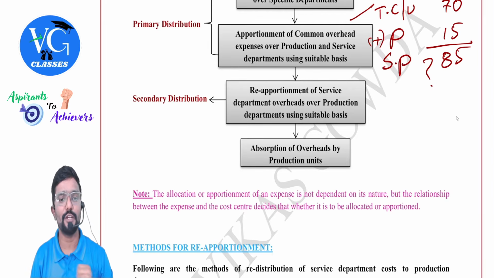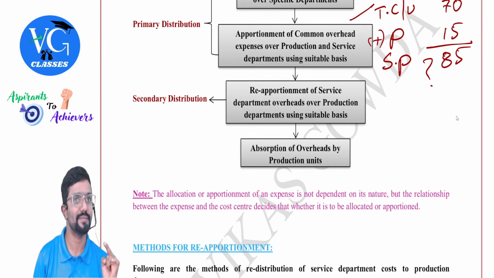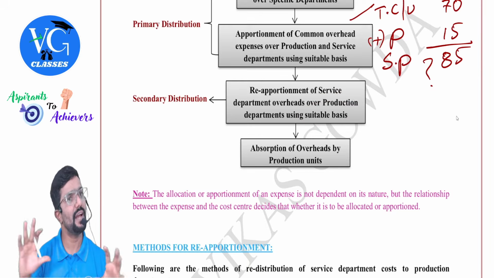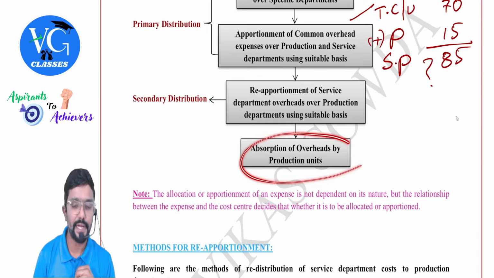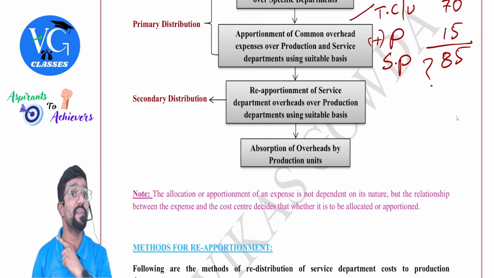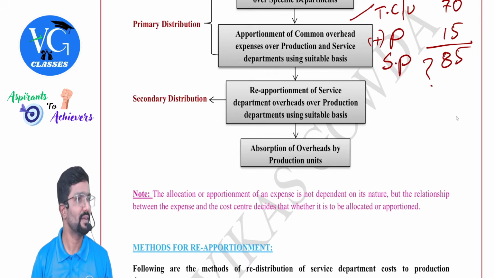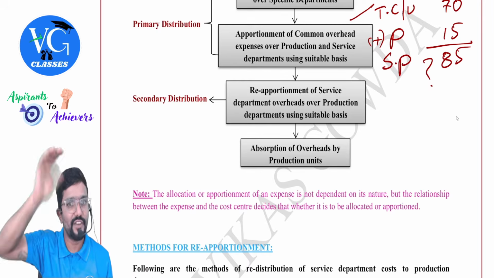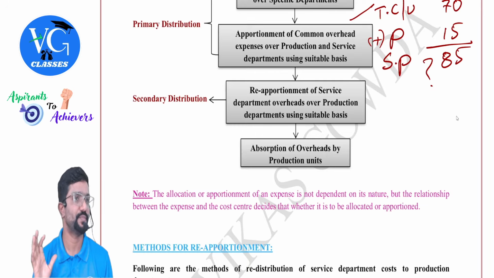Observe. Reapportionment of service department cost over production departments using a suitable basis. And this suitable basis you will decide only if it is the direct method. If it is the reciprocal method and so on, we have a different way of redistributing it. We will learn it. At the end, what do we get, guys? Absorption rate. So, absorption of overheads by production units. The 280 we got in PU1, what do we do with it? We will absorb it for each and every unit produced. Clear? For example, in P1, assume in the first month 1000 units are produced. What is the overhead which will be absorbed? 1000 into 280.